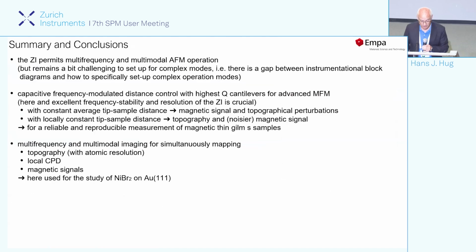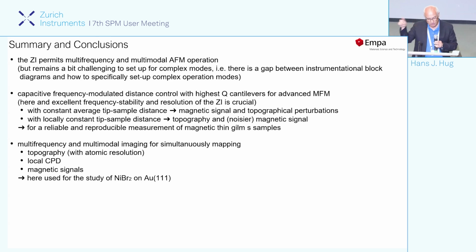And that brings me to my conclusion. I think I have shown you that the ZI permits this multi-frequency, multimodal AFM operation. I'm sure we see much more at this conference, but as I said, it remains a bit challenging to set up sometimes. Now, the capacitive frequency modulated distance control works very well with high Q cantilevers for advanced MFM. And here again, the frequency stability of the ZI is crucial. And we can image at constant average tip-sample distance, which is mostly the preferred mode, giving topographical perturbations, and you can do differential imaging to get rid of them.